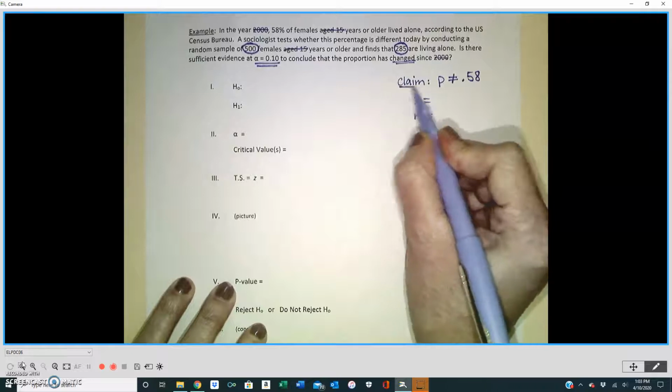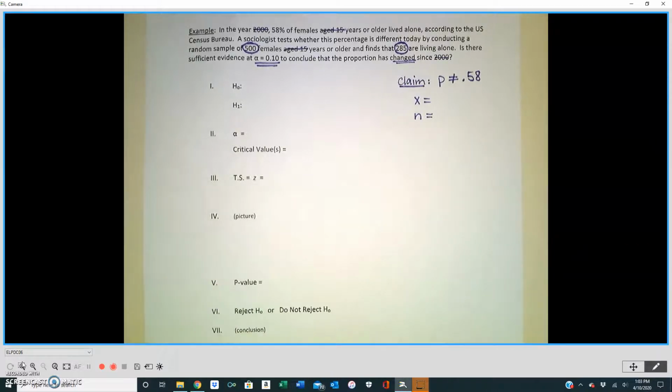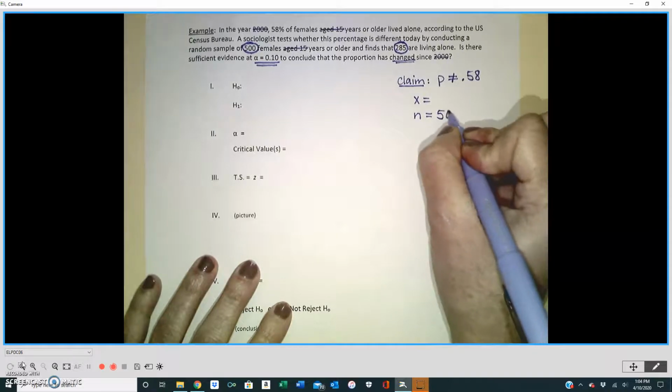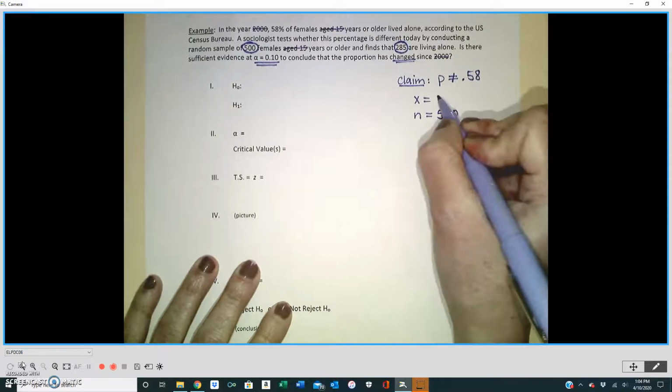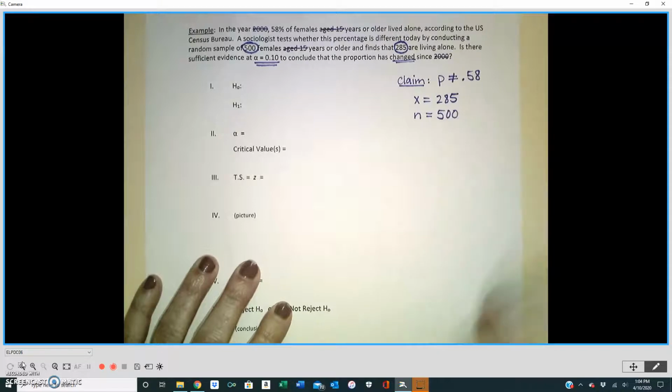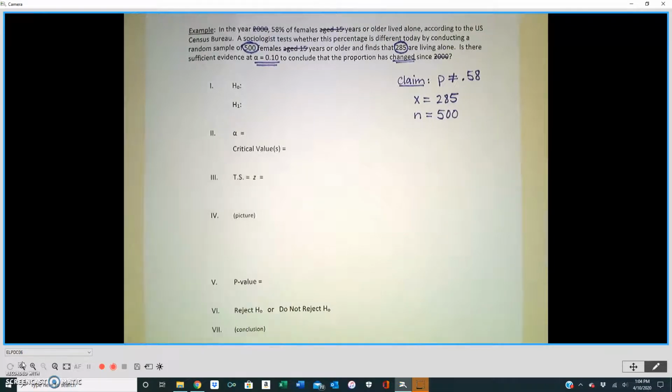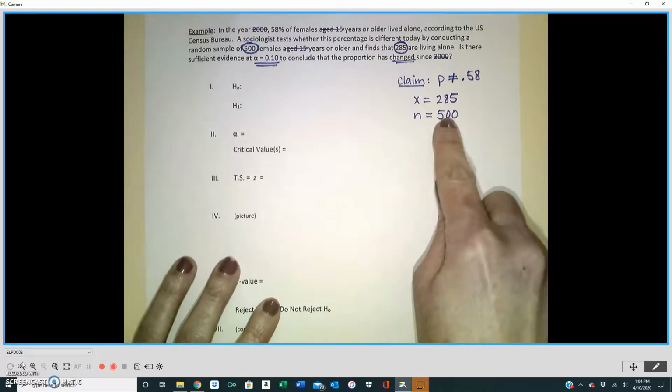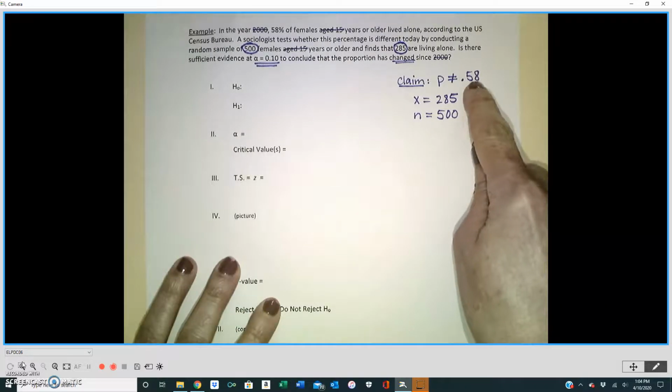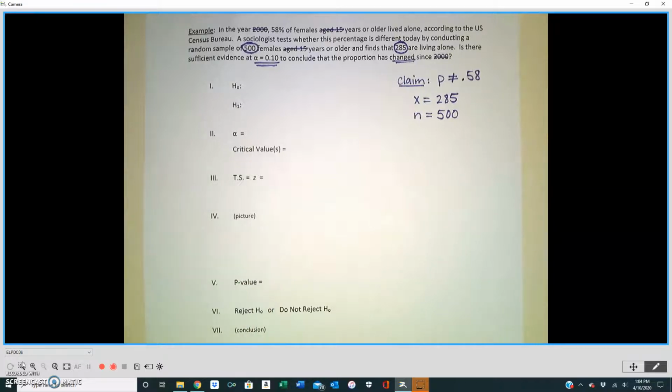So again, you got to convert it over to a decimal. So the sociologist is claiming that the proportion is no longer 0.58. Of these two numbers, the bigger one is always N. So they sampled 500 females, found out 285 were living alone. I am not going to check the requirements on this one, but you would take n times 0.58 times the complement of 0.58, and you'd want to make sure that it's bigger than 10, but it is. So I'm not going to check it here.